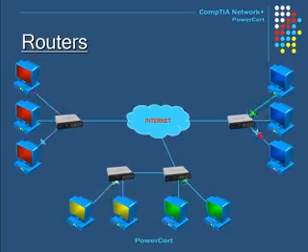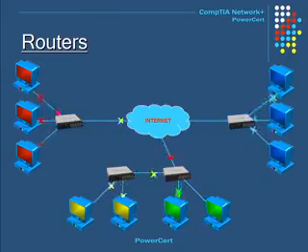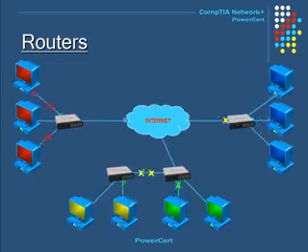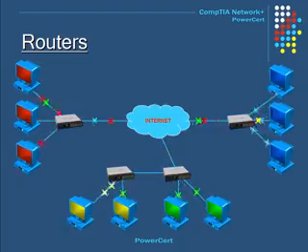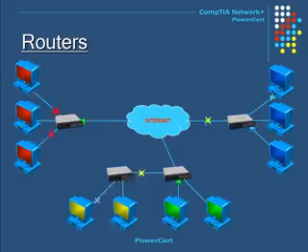But on the other hand, when a computer wants to send data to another computer on a different network, the router allows it. For example, notice how the router on the red network allows the yellow, blue, and green data packets pass by so they can go to their intended destination. The yellow packet goes to the yellow network, the blue goes to the blue network, and so on. And the same goes for all the other networks.